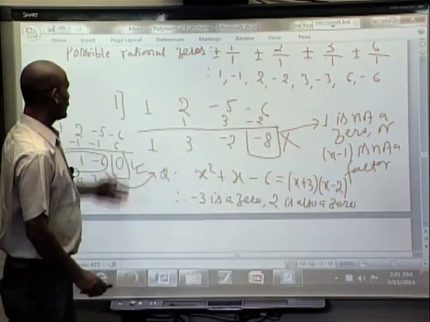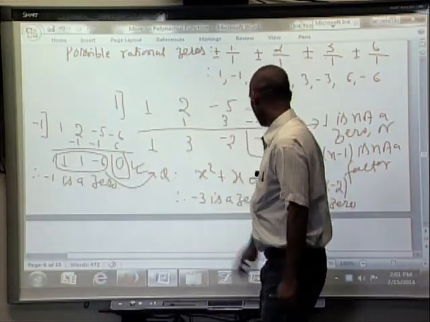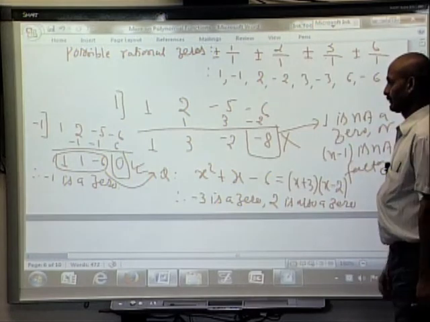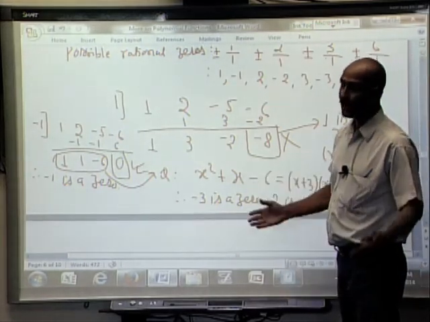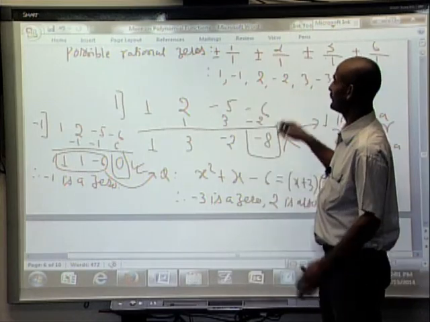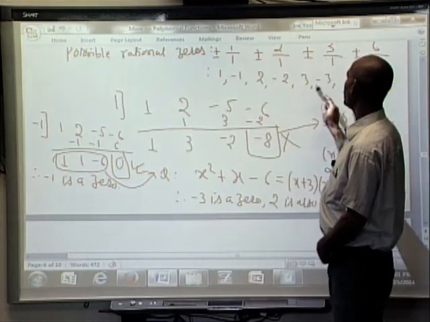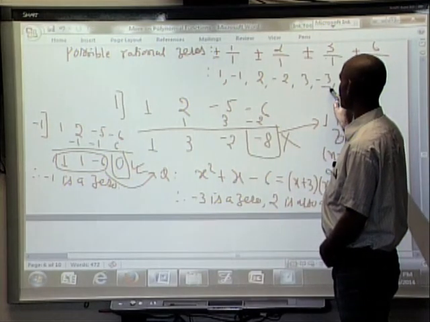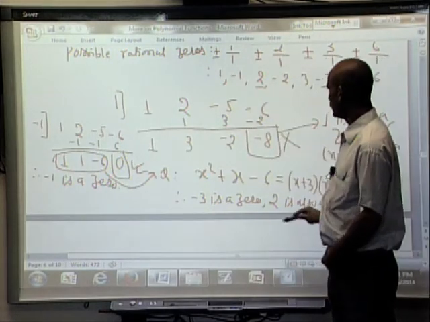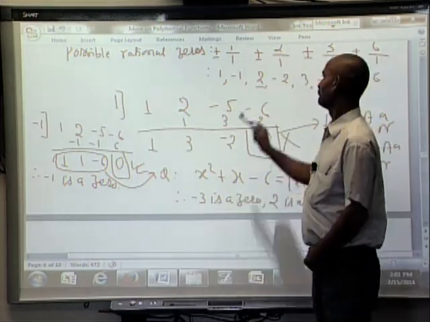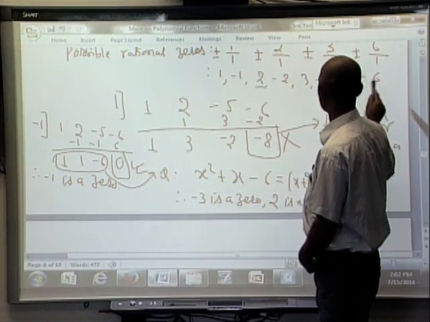So, the given polynomial has 3 zeros, one of them is -1, another is -3, another is +2. After you get the quadratic, you can factor or use the quadratic formula. If you do not like that, you have to follow the list. If you follow the list using synthetic division, I guarantee when you divide by -3, the remainder will be 0, and when you divide by +2, the remainder will again be 0. And you will not get a 0 remainder if you divide by -2 or 3 or 6 or -6.